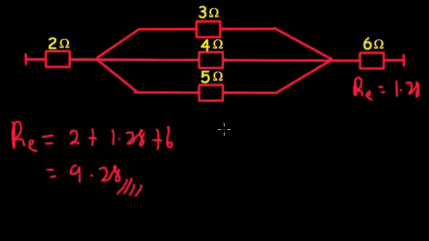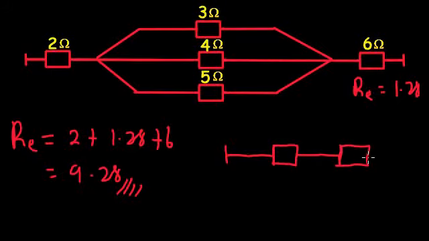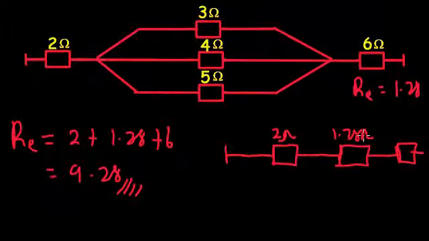Now for the new diagram, this will be the new diagram, for those who might be wondering how it's going to look. So this will be the 2 ohms, this will be the 1.28 ohms, and this will be the 6 ohms. And that's our solution to this problem as well. On to example number 3.